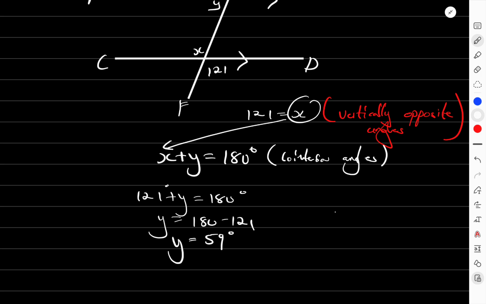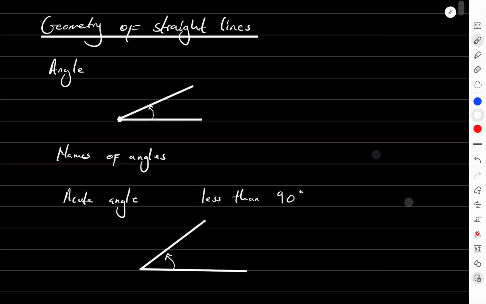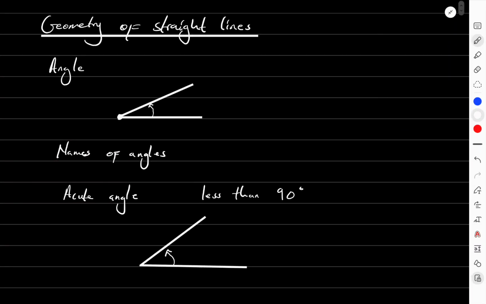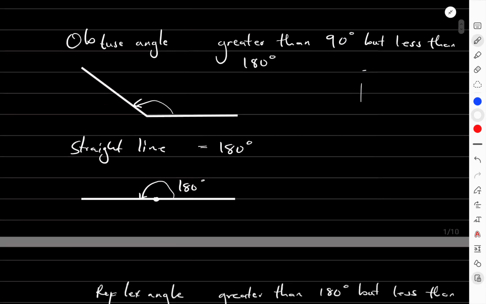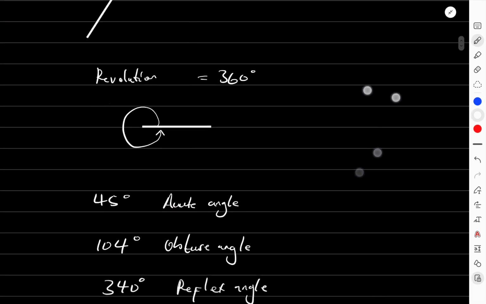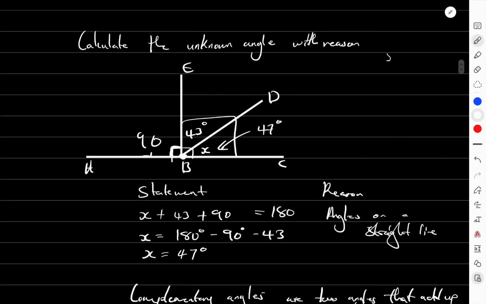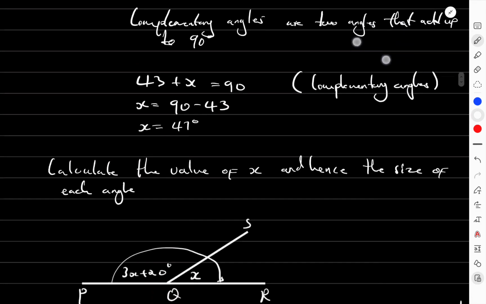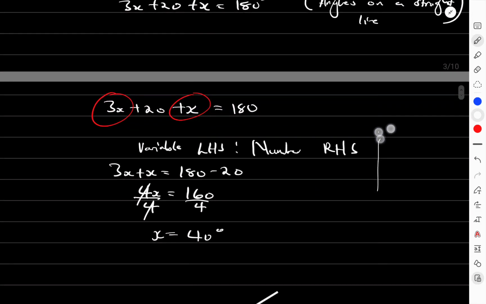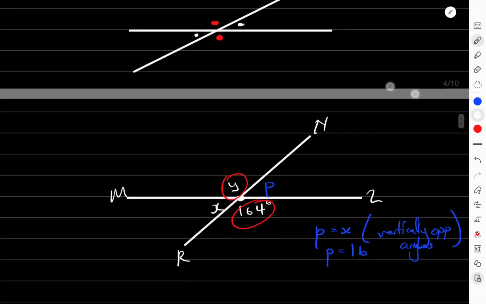I hope I've reached the lesson goals, whereby I was looking at the geometry of straight lines. We have covered everything when it comes to the geometry of straight lines. The names of angles. Then from the names of angles, we looked at calculating the unknown angle. We spoke about a straight line. The sum of angles in a straight line, they add up to 180 degrees. After a straight line, we spoke about calculating the size of each angle.